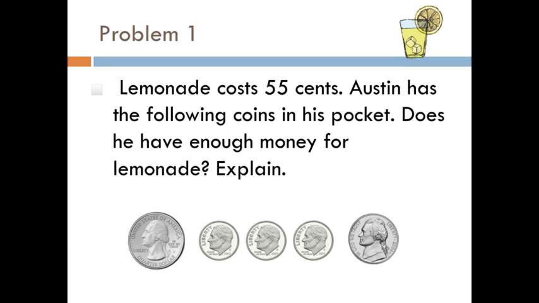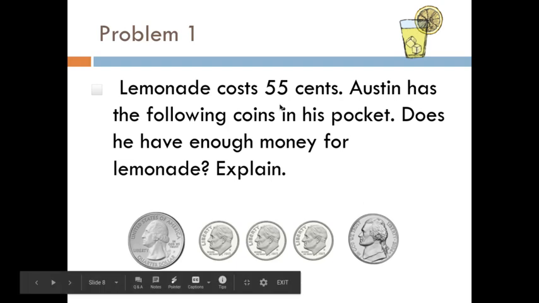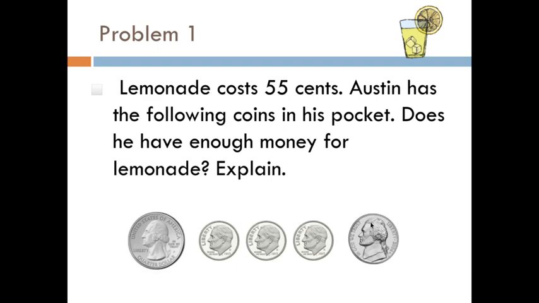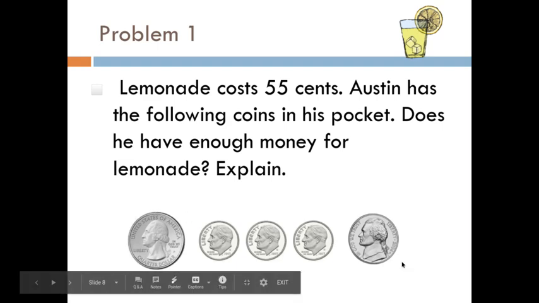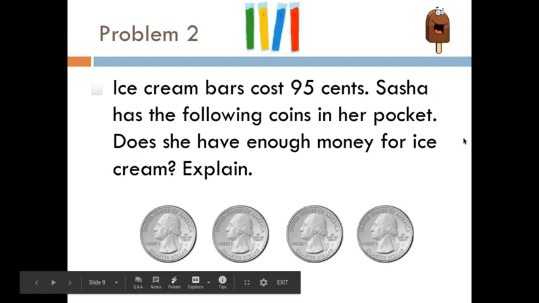The question asked, does he have enough for lemonade? What do you all think? Does Austin have enough for lemonade? You're right, he does. He's got 60 cents, and it only costs 55 cents. So he won't even need to use this nickel because he has 55 cents with this quarter and 3 dimes right here. All right, word problem 2.